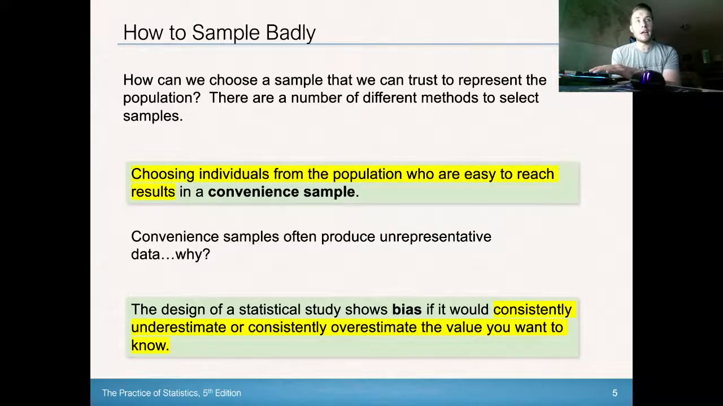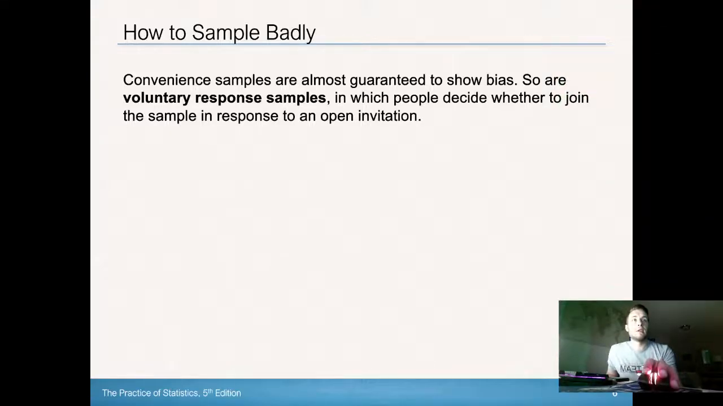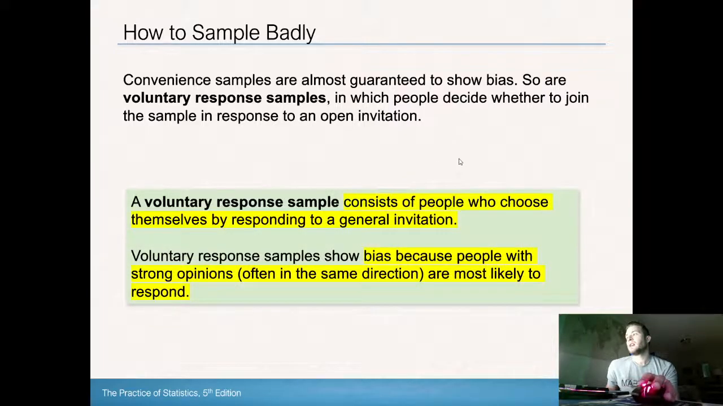But there's one other type of biased sampling method. Let me move my camera down. So you have what's called... convenience samples are almost guaranteed to show bias. So are what's called a voluntary response sample, in which people decide whether to join the sample in response to an open invitation. Okay, so a voluntary response sample consists of people who choose themselves by responding to a general invitation. They're biased because people with strong opinions, often in the same direction, are most likely to respond.